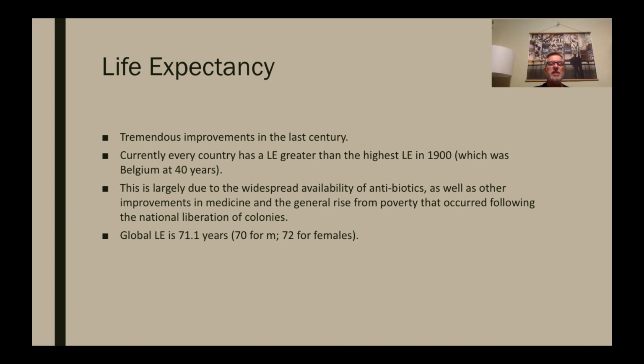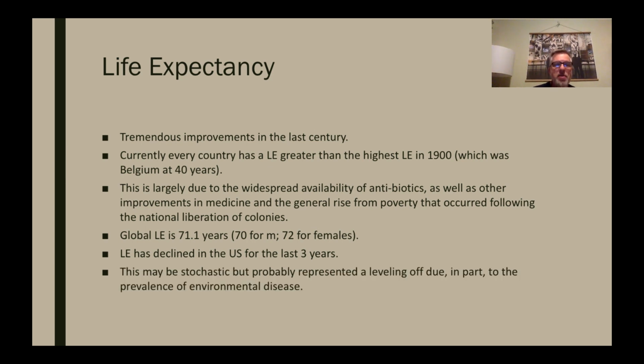Globally, the life expectancy is now 71.1 years, and it's higher, of course, for females than males: 72 globally for females and 70 for males. The U.S. is interesting because for the last 3 years, life expectancy has declined, and whether that is a real trend or just stochastic variation, meaning chance variation, I think this represents a leveling off in the United States of the increase in life expectancy, and I think it's due in part to the prevalence of environmental disease, which we're going to be discussing in this unit.